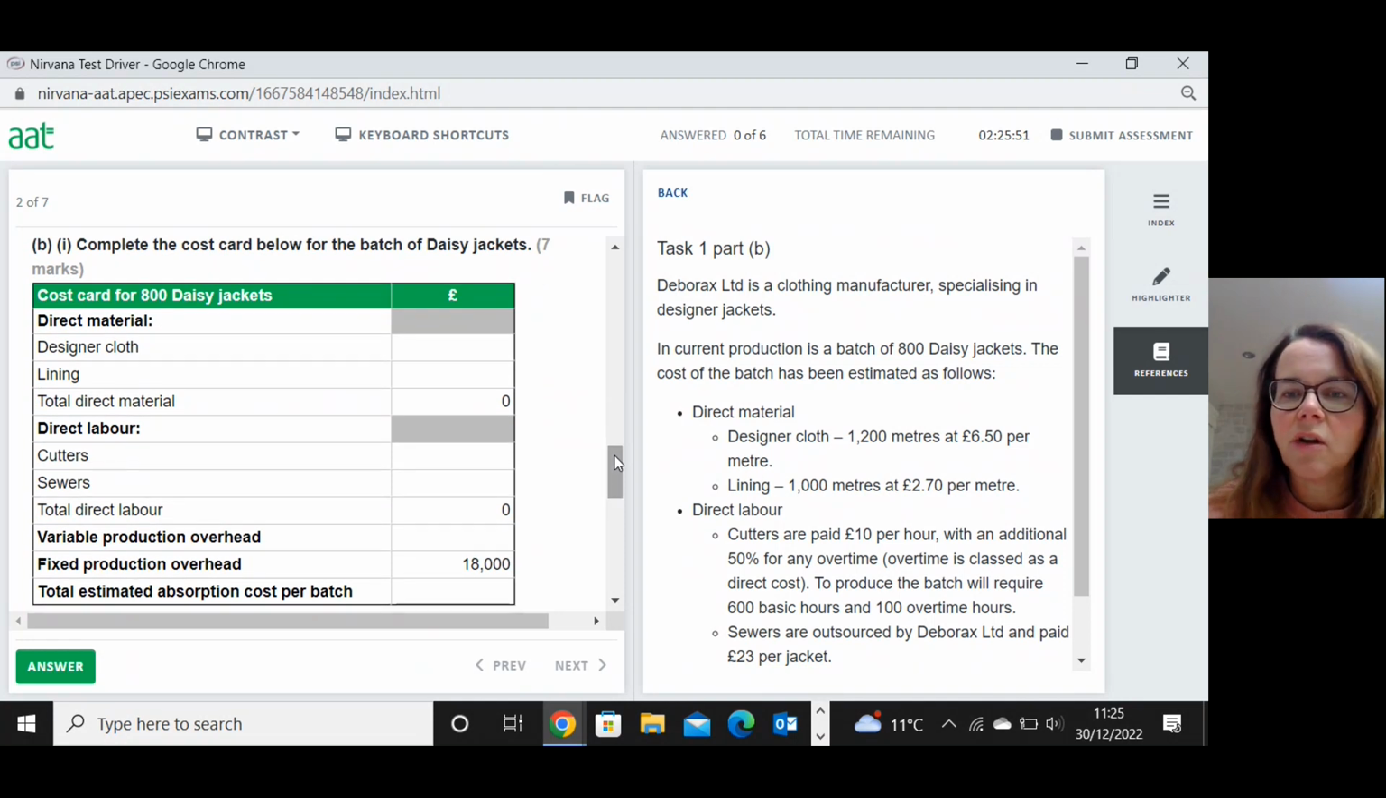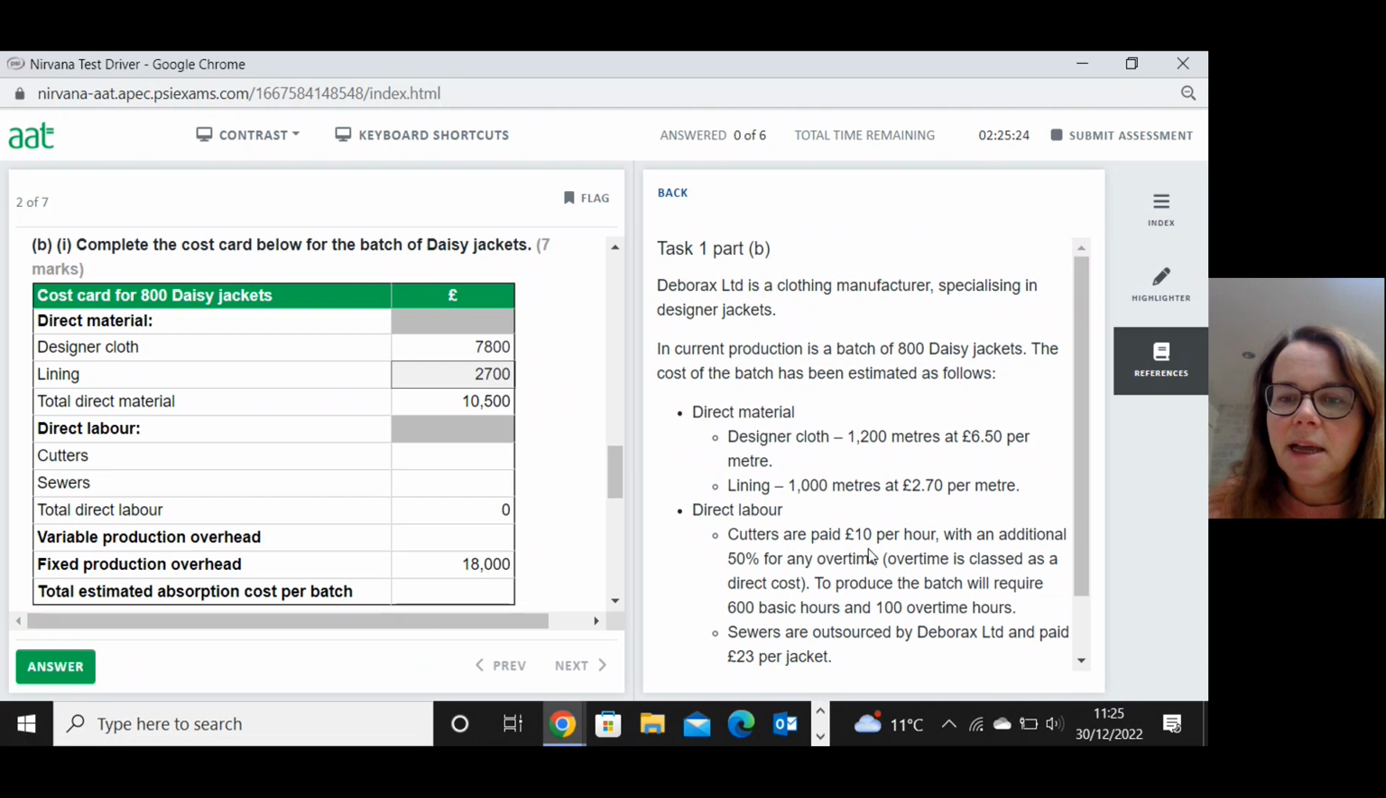So designer cloth. I need 1,200 meters at £6.50. So just multiply those together, which gives me a figure of 7,800. The lining, 1,000 meters at £2.70. So just multiply those together. And it's working out the total direct material for me.